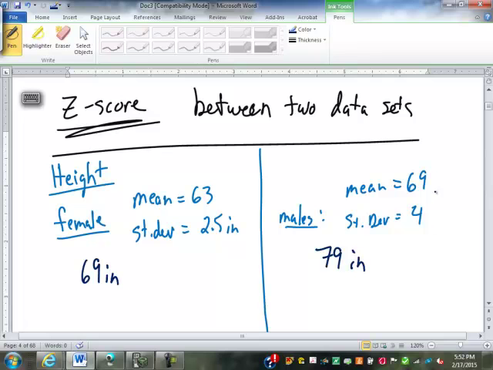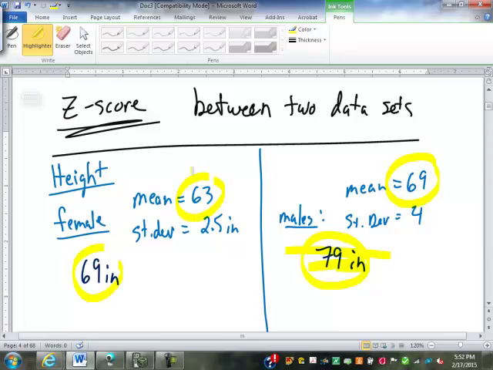Now you might be looking at it and say, well, boy, this one here is 10 inches taller. He's obviously taller. But remember, they're from different groups, different populations. We need to compare them to their own groups to compare them to each other. You might also say, well, this person here is 10 inches taller than the mean. This one's only 6 inches taller than the mean. We don't measure it that way. We've got to figure out what the distance is.